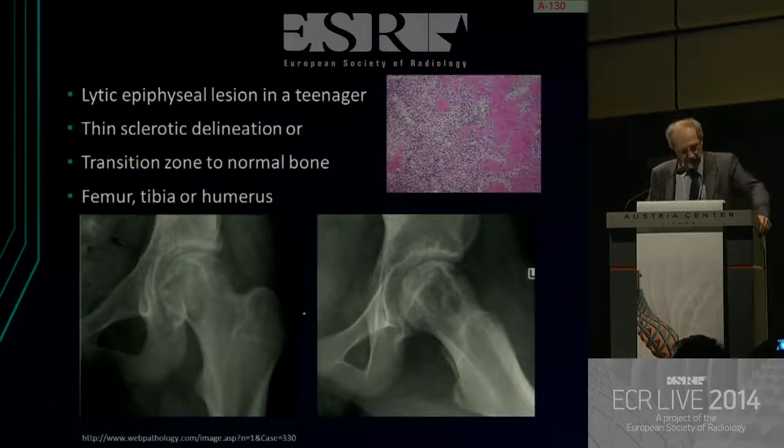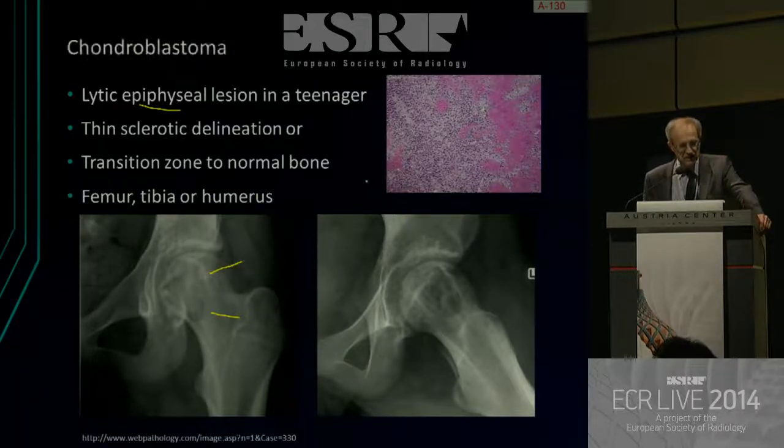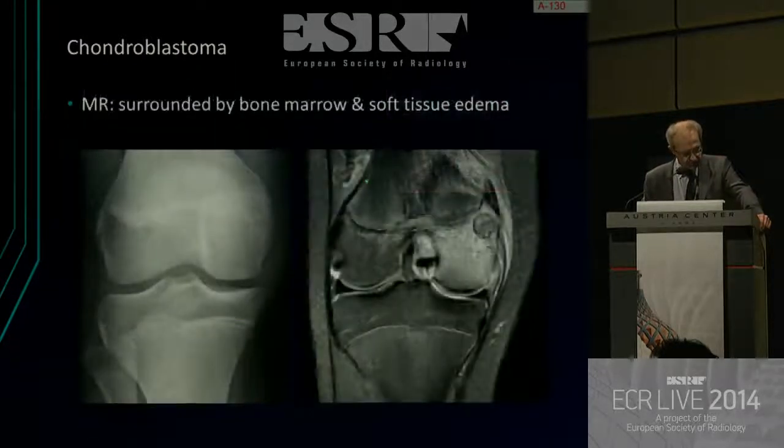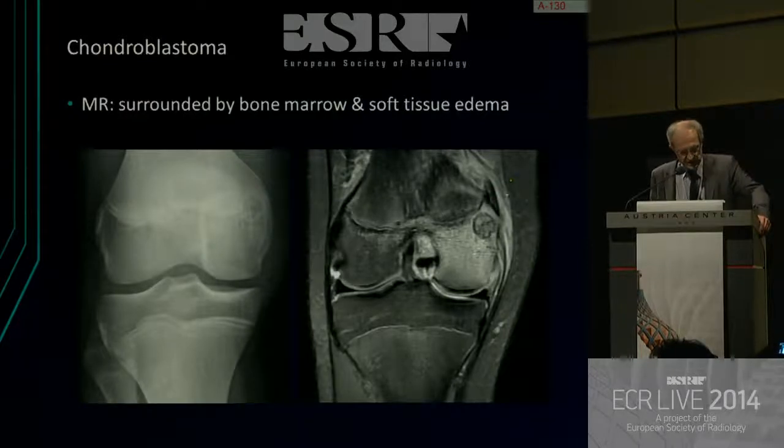Let's go on. Here I have a lytic epiphyseal lesion in a teenager. It's a thin sclerotic delineation or sometimes no delineation. There is a transition zone, and it frequently occurs in the epiphysis, in the femur, tibia, or humerus. So the name of this lesion is a chondroblastoma, typically young patients. On MRI, chondroblastomas will be surrounded by a lot of bone marrow edema, and if it's near the cortex, you will even see edema in the soft tissues. So epiphyseal lesion in a teenager, think of chondroblastoma.